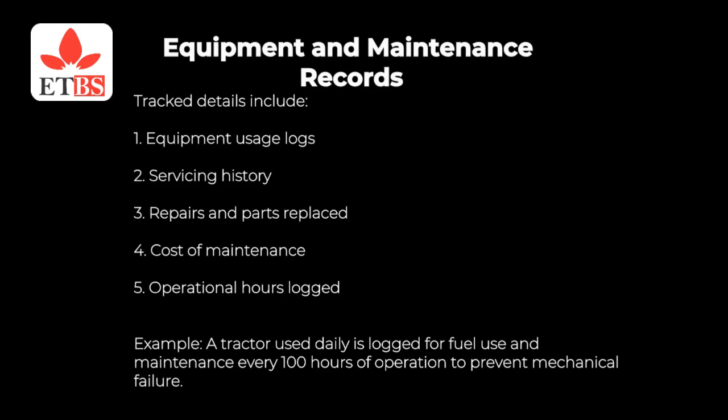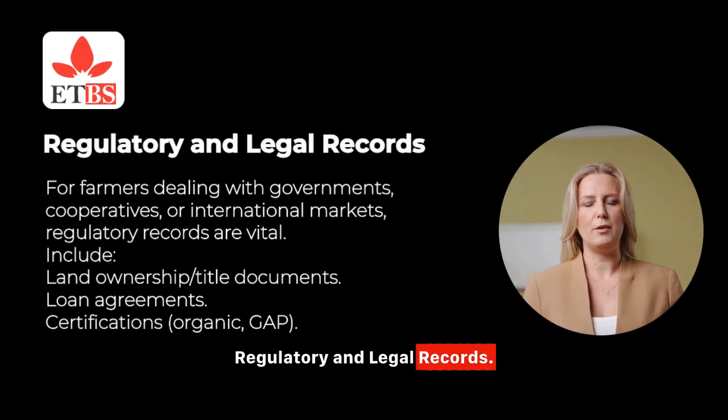Equipment and maintenance records. Farm machinery and tools are capital-intensive assets. Proper records prevent unexpected breakdowns, ensure optimal use, and extend the lifespan of assets. Tracked details include equipment usage logs, servicing history, repairs and parts replaced, cost of maintenance, operational hours logged. Example: a tractor used daily is logged for fuel use and maintenance every 100 hours of operation to prevent mechanical failure.